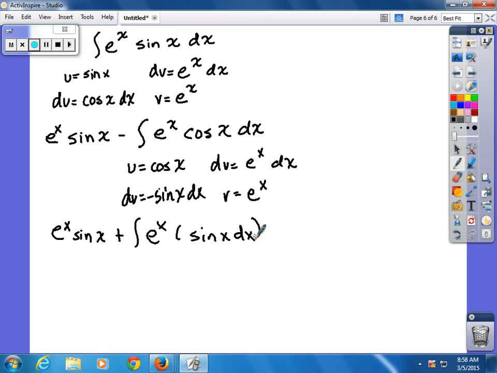Now we do this again, but we're going to find out. We do it one more time, I believe. One more time. Let's see, dv is equal to e to the x dx, and u is equal to the sine of x. du is equal to cosine, right?